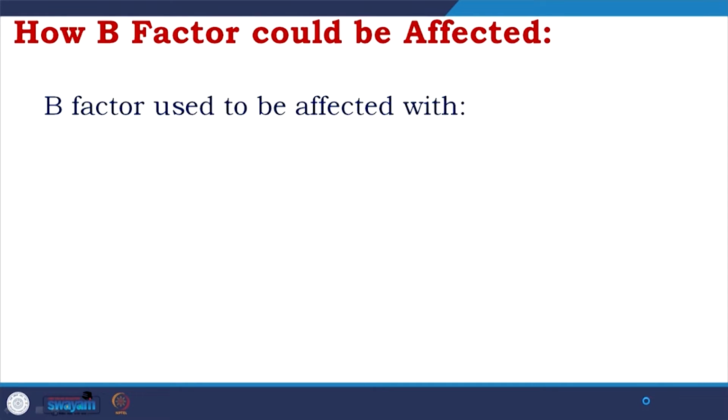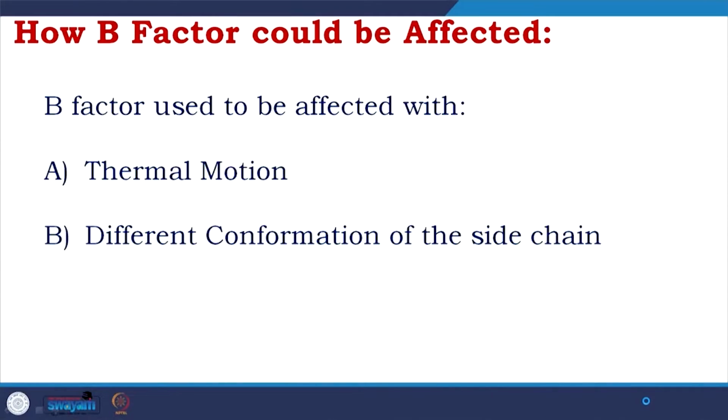How could B factor be affected? B factor used to be affected by thermal motion, which I have already discussed, because with increasing thermal motion there is flexibility. When there is flexibility, the X-ray is hitting one time this position, other time this position. So, resulting in low electron density or poor electron density. Different conformation of the side chain: if the side chain conformation would be different, then it would automatically fluctuate between A conformer to the B conformer, hence having a motion.